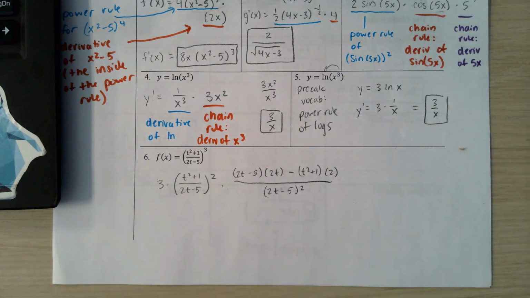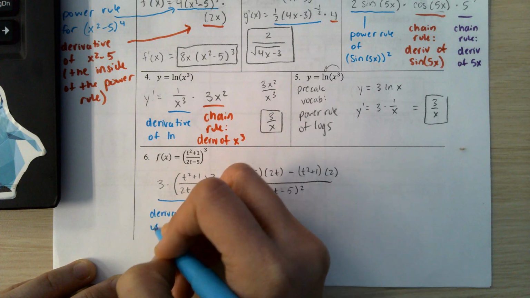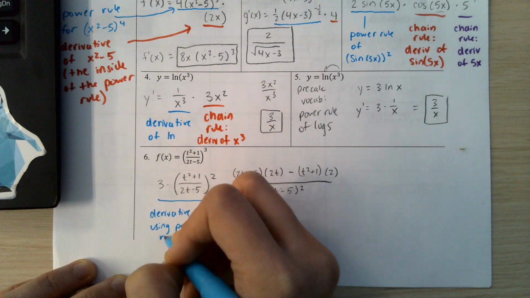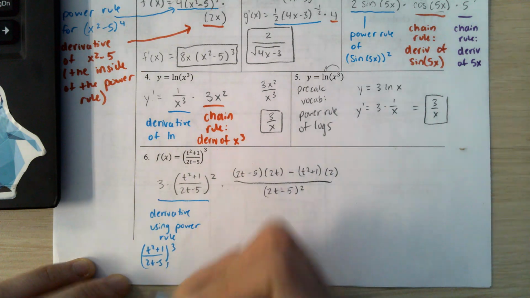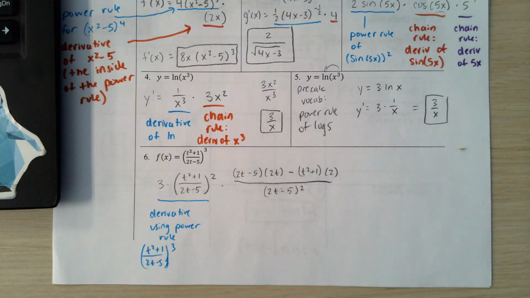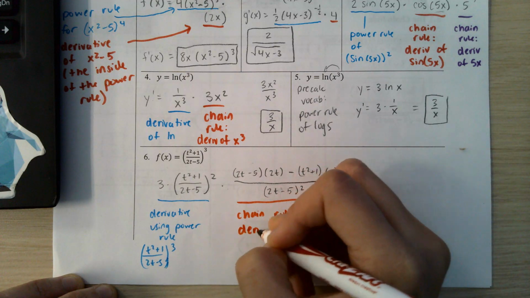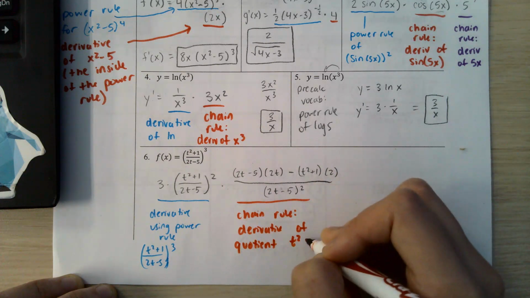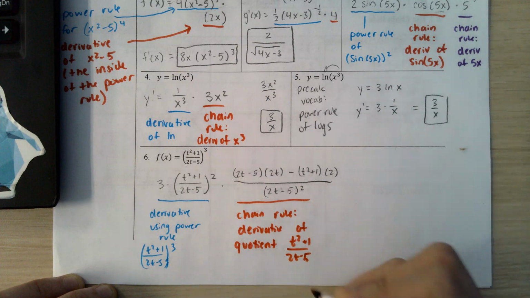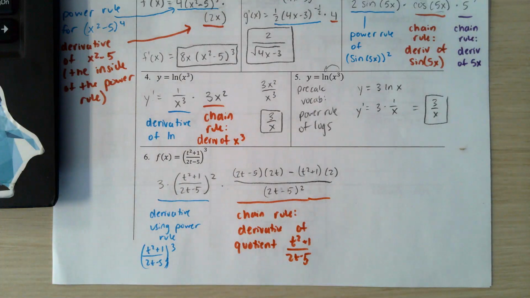So just to be, again, really explicit, this is derivative using power rule. And then this is chain rule, derivative of quotient t squared plus 1 over 2t minus 5, right? So the fun thing about calc is that everything just builds on each other. Okay, so you will probably have to simplify this, but it doesn't need to be crazy.